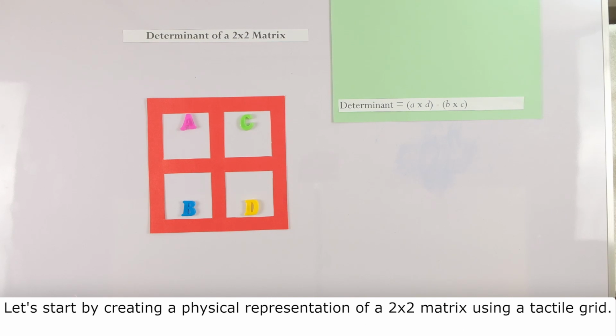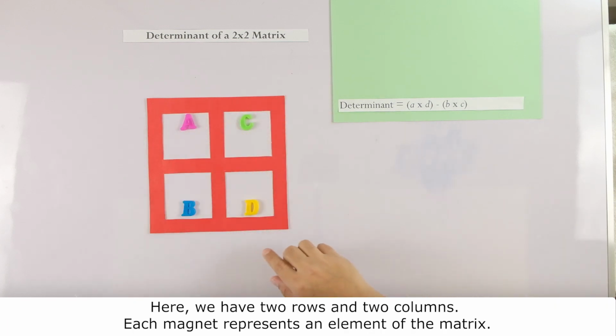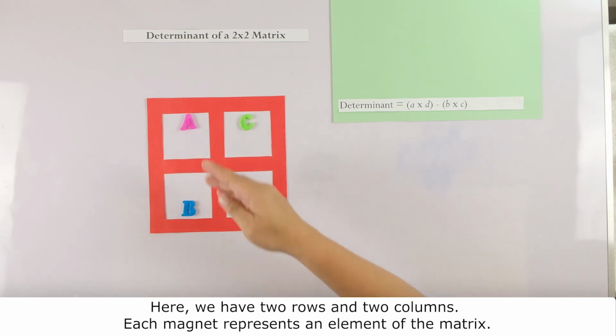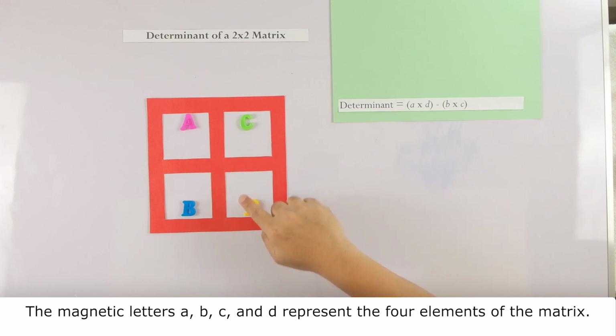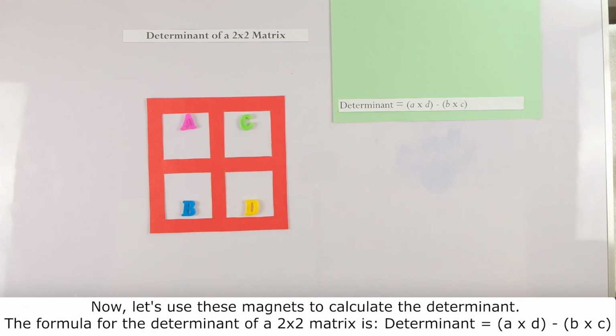Let's start by creating a physical representation of a 2x2 matrix using a tactile grid. Here we have two rows, 1 and 2, two columns, 1 and 2. Each magnet represents an element of the matrix. The magnet letters A, B, C, and D represent the four elements of the matrix. Now let's use these magnets to calculate the determinant.